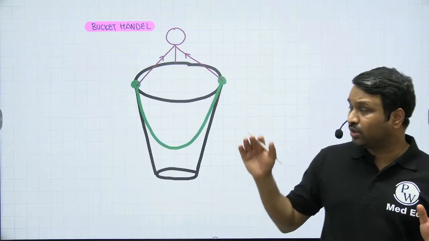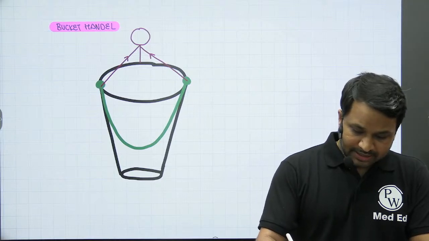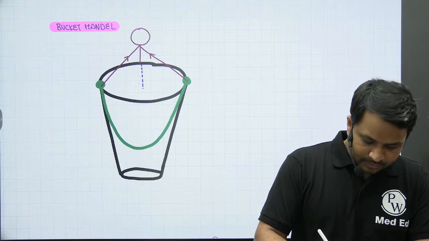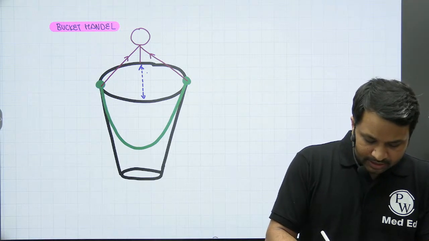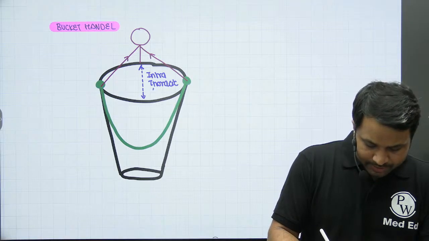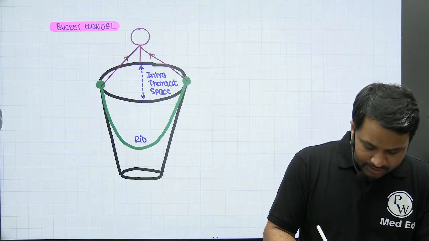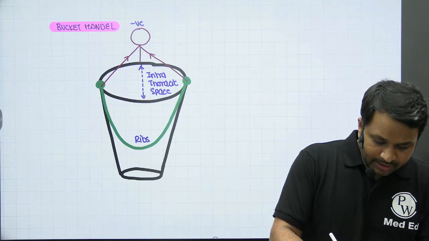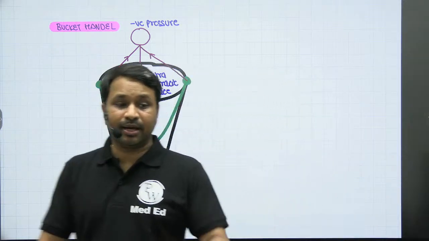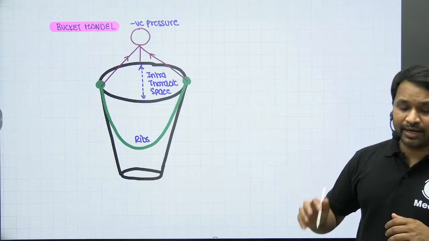All right, so in a nutshell, what are the similarities that we're going to draw with respect to thoracic space? Now, this area that you're able to see is your intrathoracic space. The handle that you're able to see is equated to ribs, and you are the negative pressure. You're sitting behind the bucket and trying to pull the handle towards you, and that will create a negative pressure.